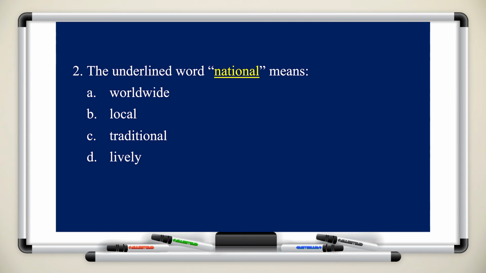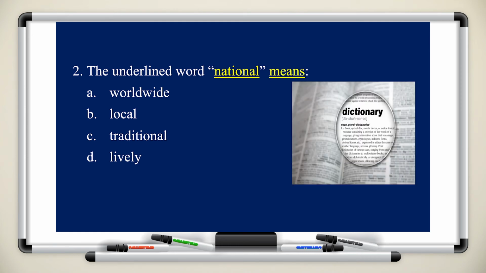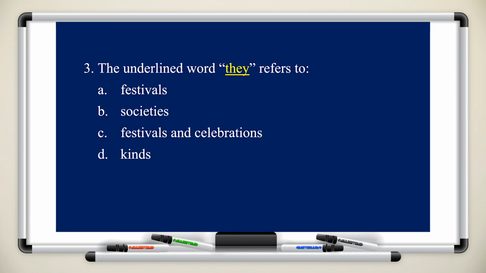The second sentence. The underlined word national means A. Worldwide. B. Local. C. Traditional. D. Lively. And the correct answer is local. Number 3. The underlined word they refer to.